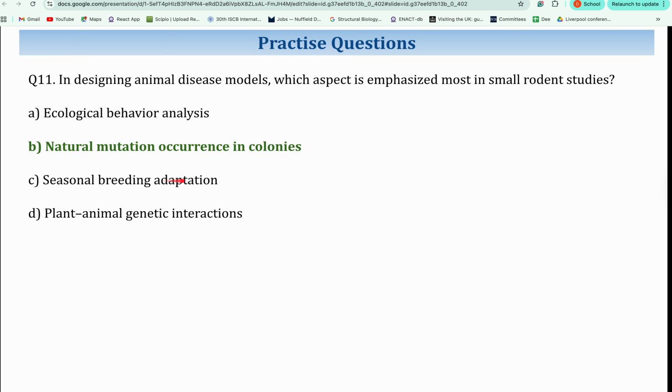Option C was seasonal breeding adaptation. This is relevant for wild animals, but lab rodents are kept under controlled breeding cycles, so this is not the priority in disease modeling. Plant animal genetic interactions are important if we want to study ecological or agricultural questions, but not typically animal disease models. So the right answer is option B, which is natural mutation occurrence in colonies. Let's move to the next question.